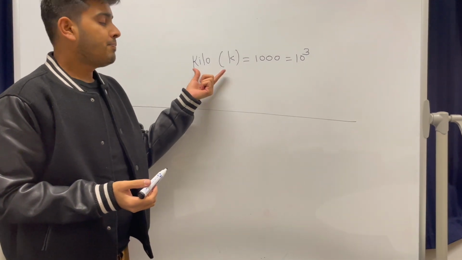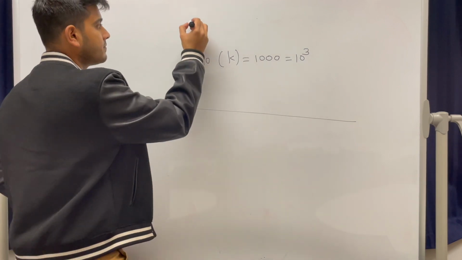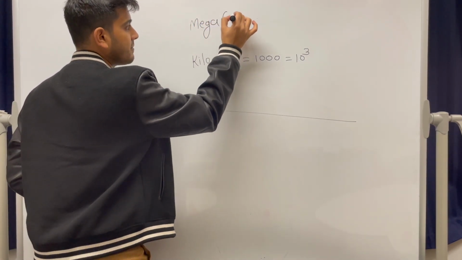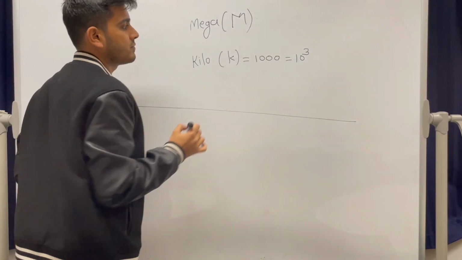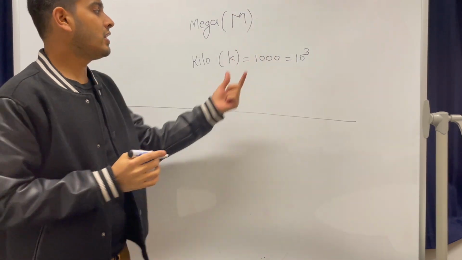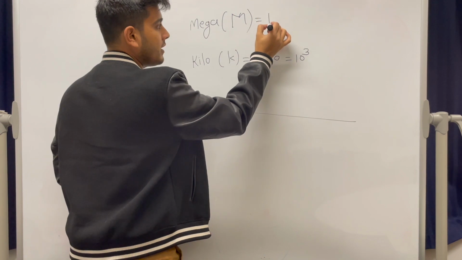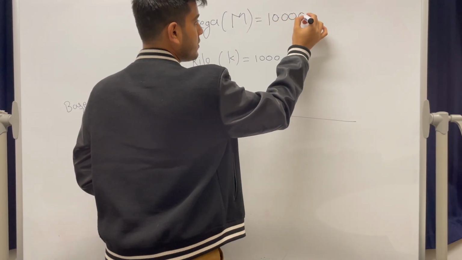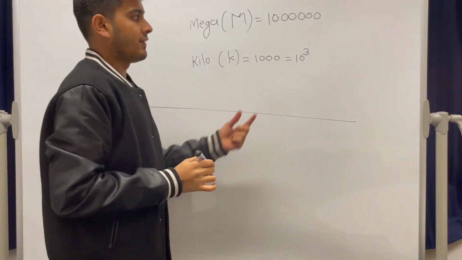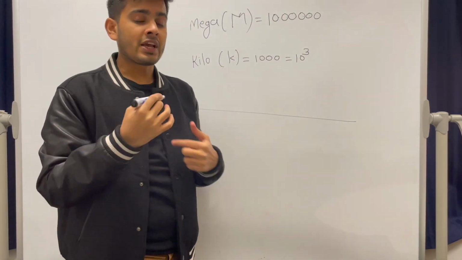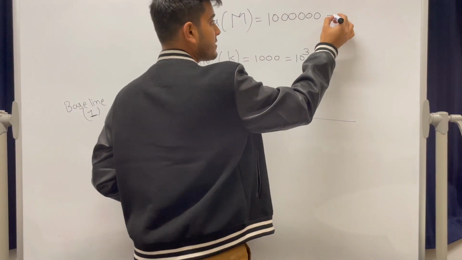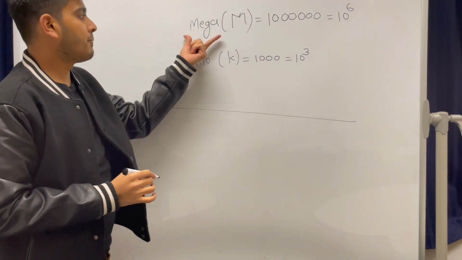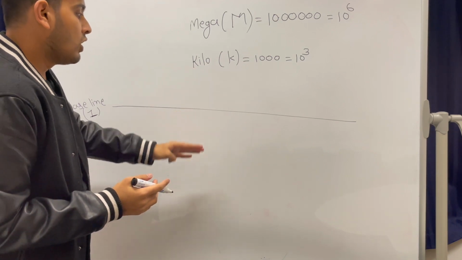The second prefix is mega. And the symbol is capital M. And what is the value of mega? It's 1 and 6 zeros, meaning 1 million. If there are 6 zeros, we can write it as 10 power 6 in the standard form. So these two are bigger units. Okay, now the lower units.